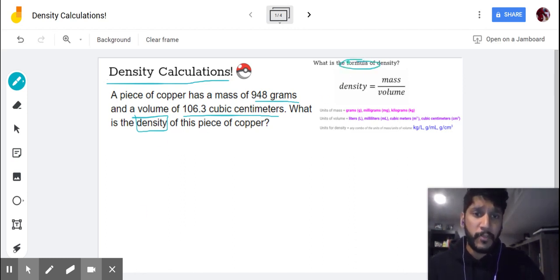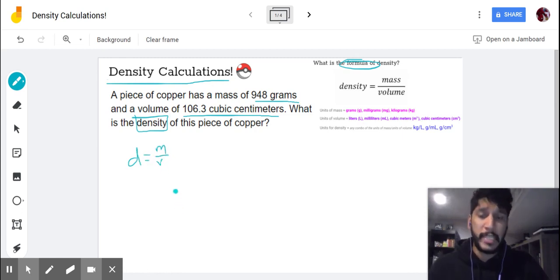So what's the formula for density? Density equals mass over volume. I'm just using the variables m and v to represent mass and volume here. Next, we're going to see if we have those variables. Do we have our density? No, that's what we're looking for, right? That's what we box.